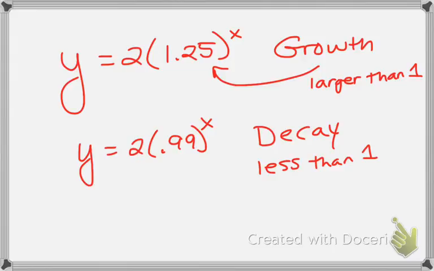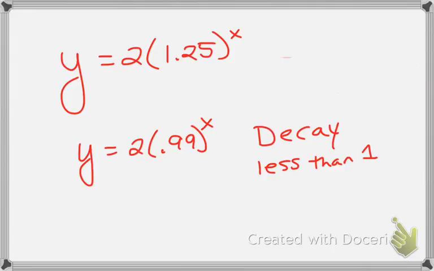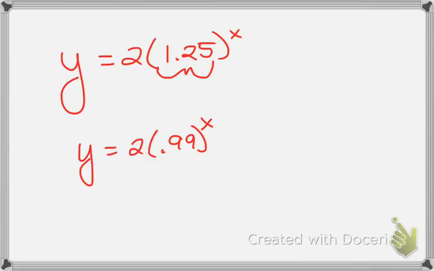How would you be able to find what the r would be? Bridget, what do you think? It's whatever's in the parentheses, subtract 1. So this up here, how do we get that number? What's in the formula? It's 1 plus r. 1 plus r needs to equal 1.25. So how do I solve for r?